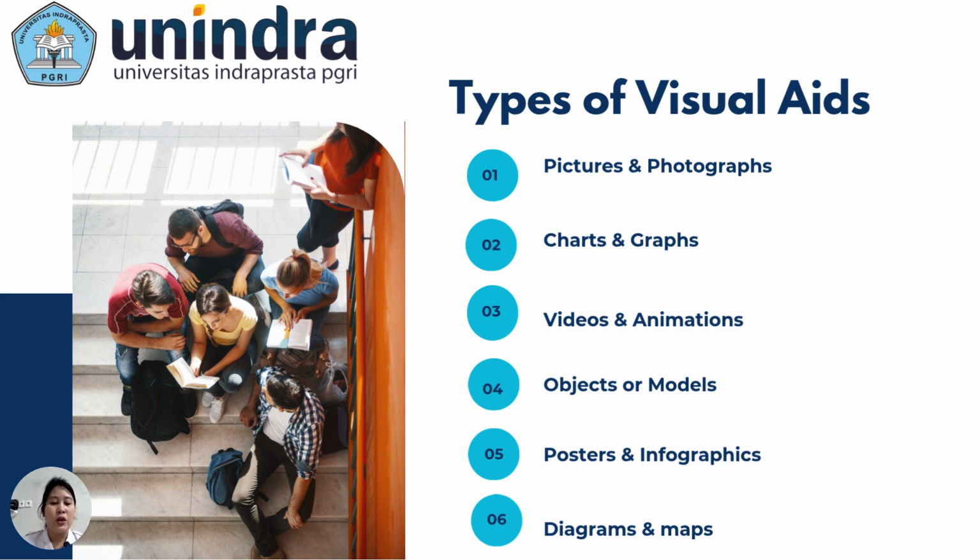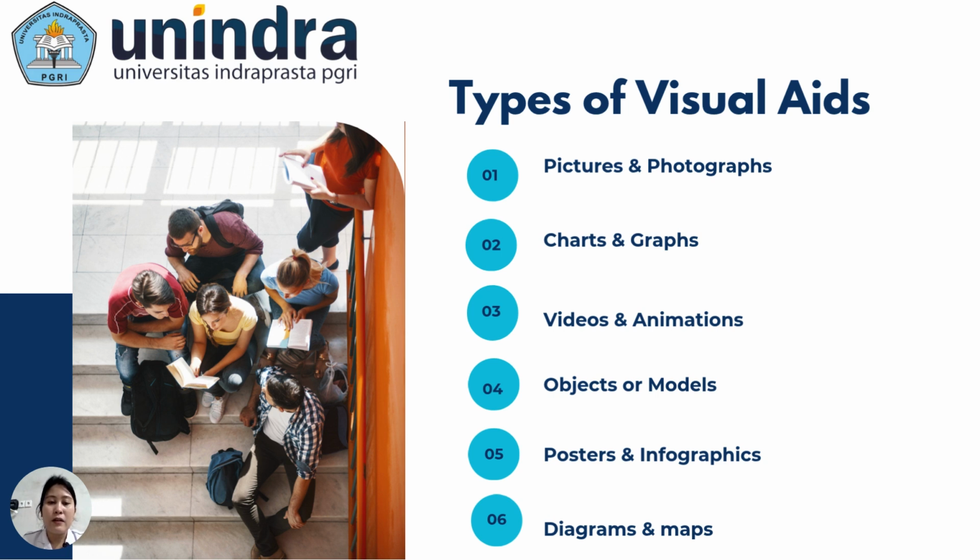Animated videos teach grammar and vocabulary in a fun, simplified way. For example, we can use cartoon animation on irregular verbs or prepositions. Music videos and songs. We can use fill in the blank lyrics or discuss the meaning of the song. And then documentaries. Watch part of a documentary and write a reflection or summary. That's about videos and animation.